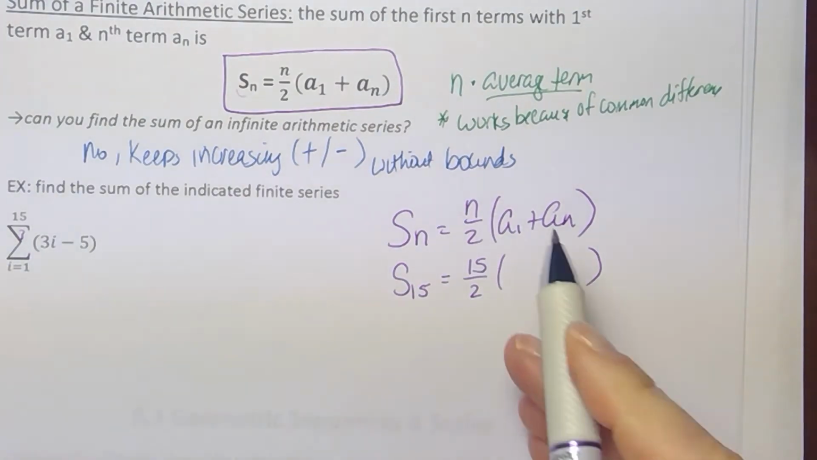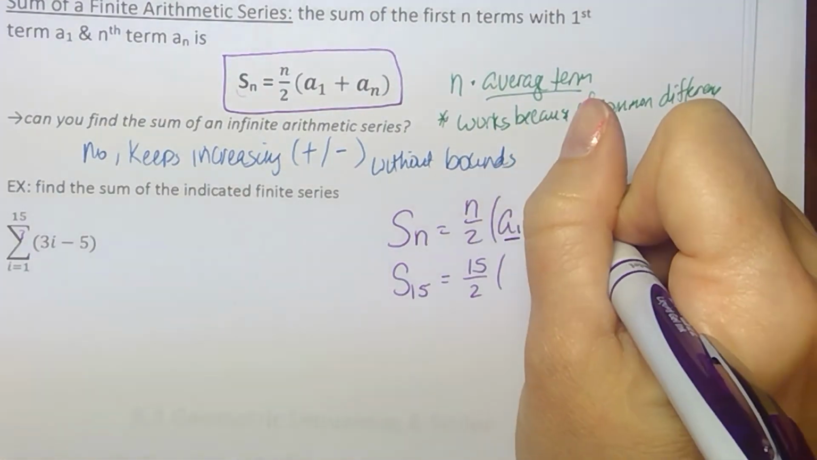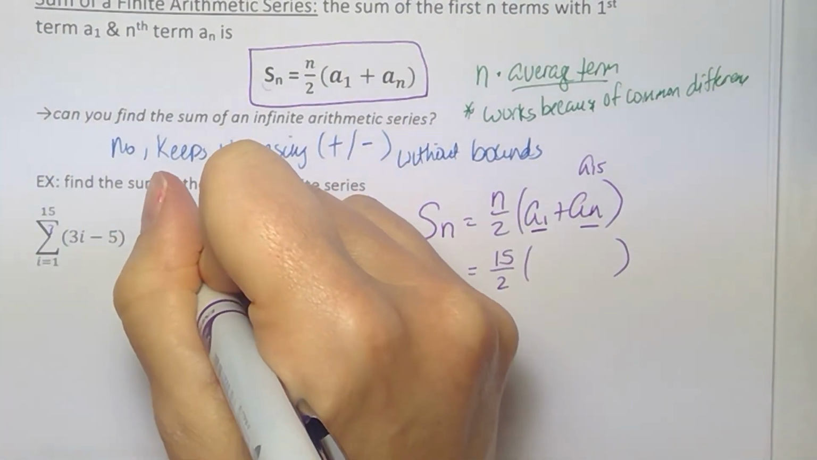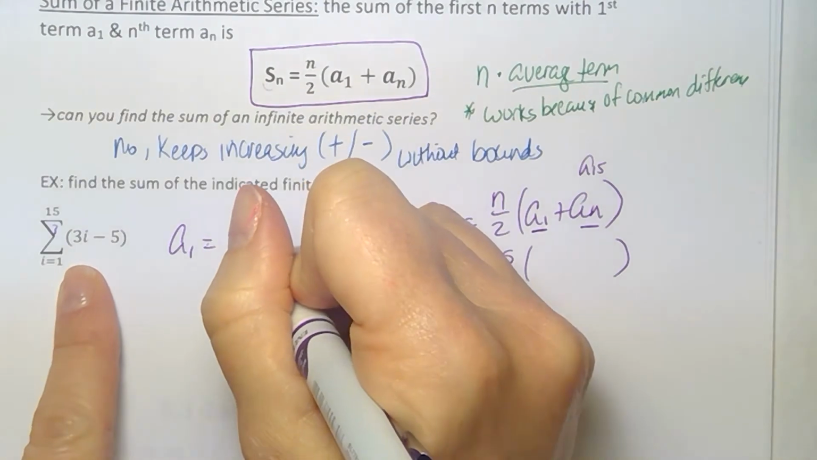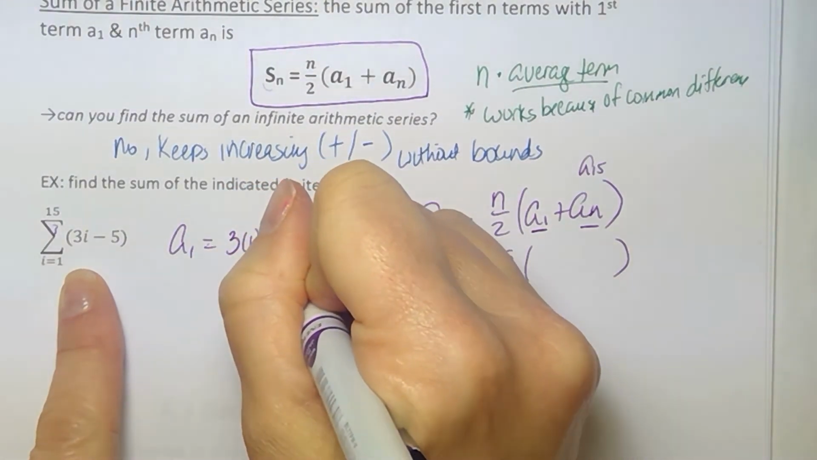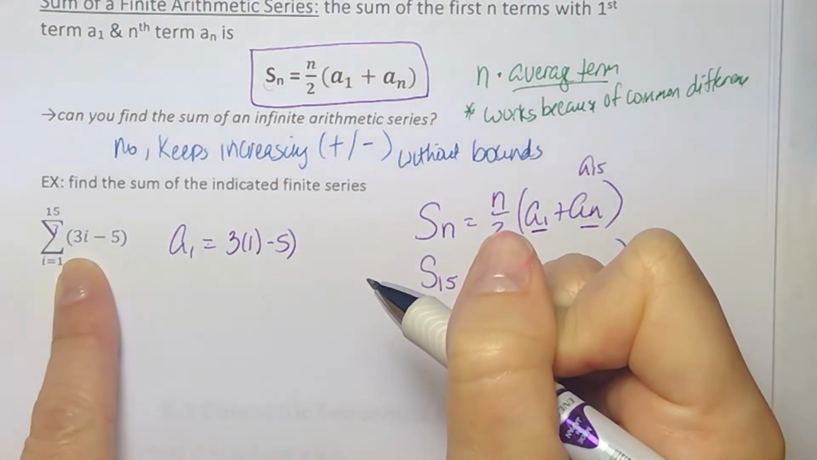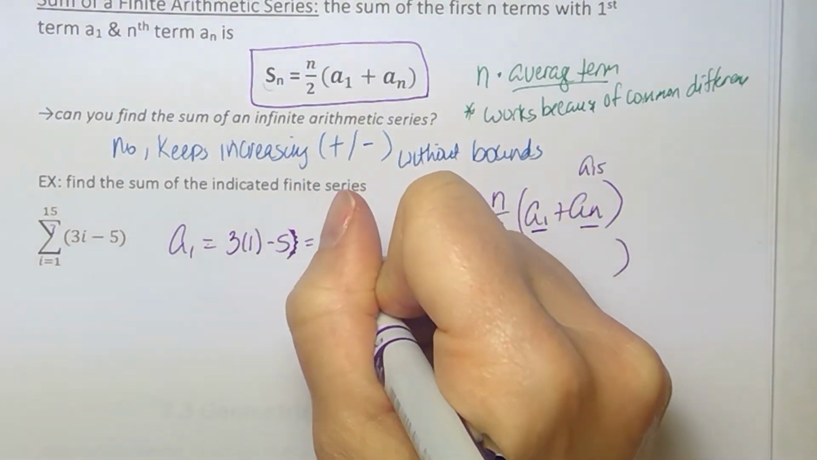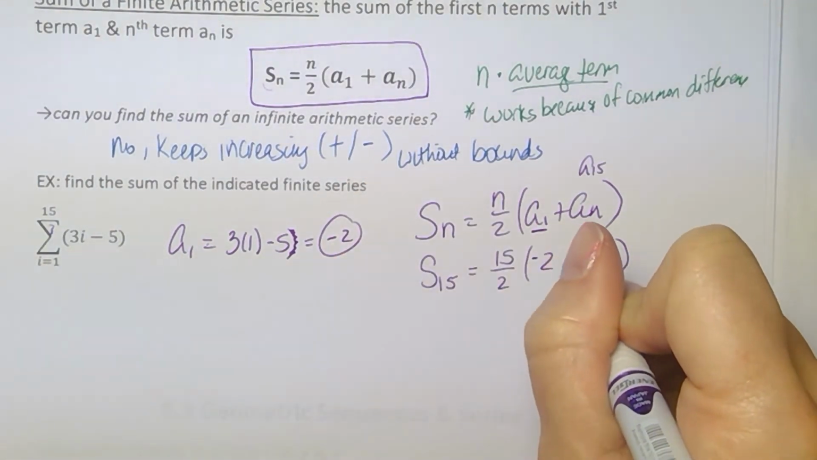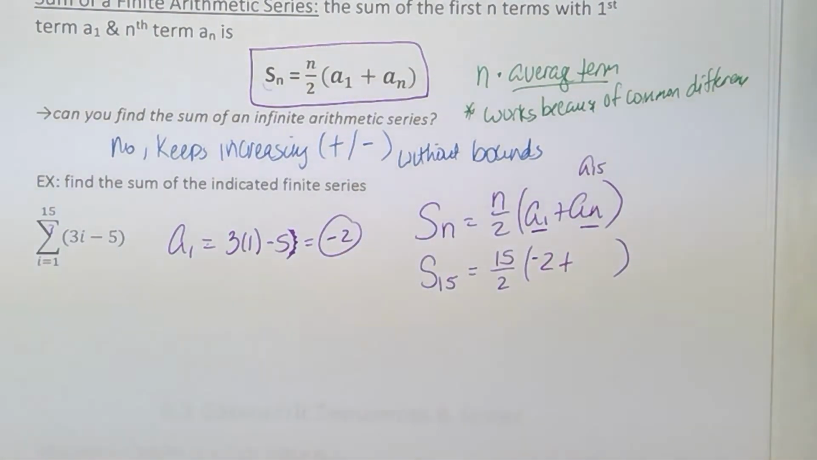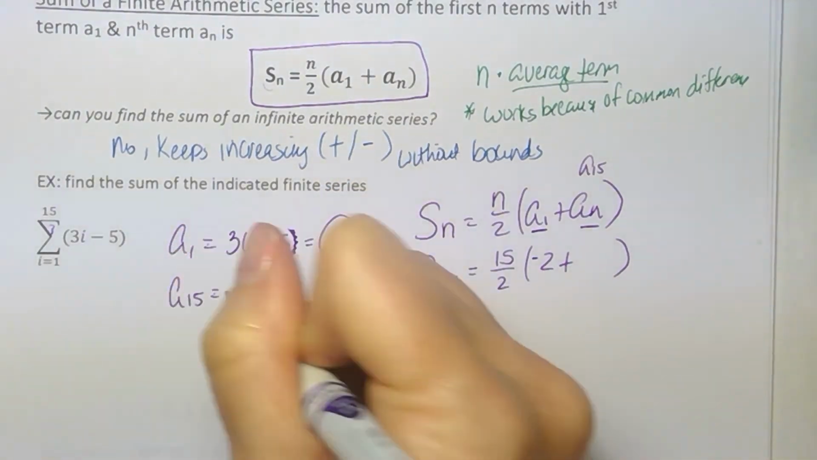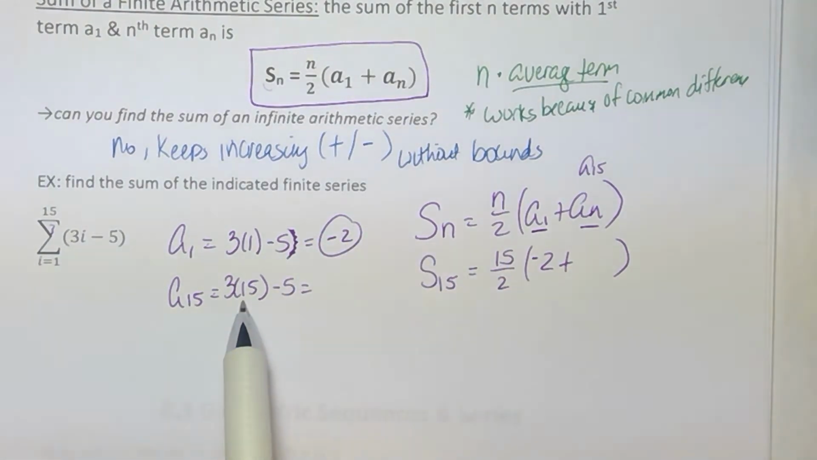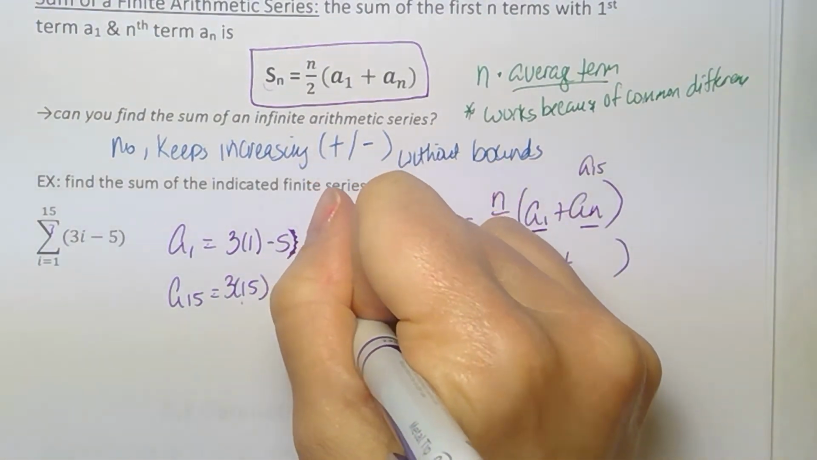Now to fill in the parentheses, I need to know the first term and the 15th term. The first term, a sub 1, is going to be 3 times 1 minus 5, because i is 1. 3 minus 5 is negative 2. My first term is negative 2. What about my 15th term? Well, a sub 15 is going to be 3 times 15 minus 5. 3 times 15 is 45, minus 5 is a positive 40.